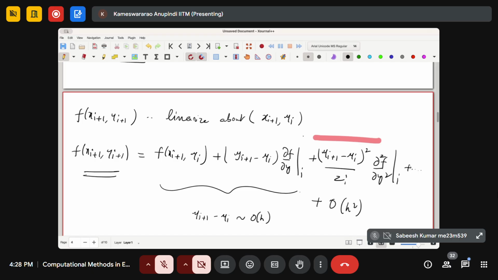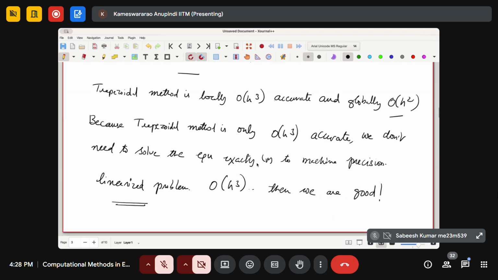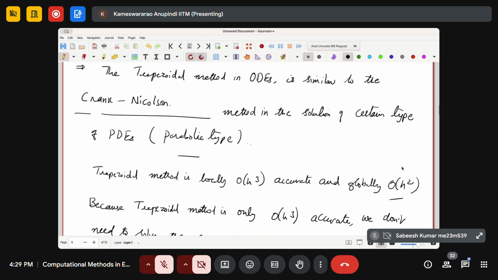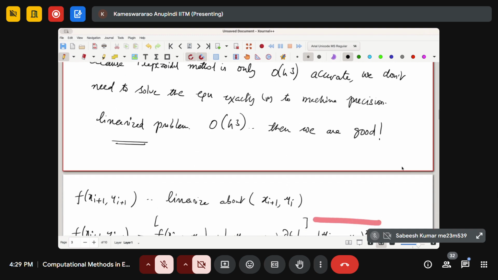If I include up till here, the truncation error I'm making is order h squared. That order h squared, when you put in here, will be multiplied with h by 2, which is basically order h squared times h, order h cubed. So that is going to be about the same as the already existing truncation error in this particular method. As a result, I'm not changing the order of accuracy of the method. I'm only going to linearize the problem by including two terms from there, just like what we have done in the case of implicit Euler method.